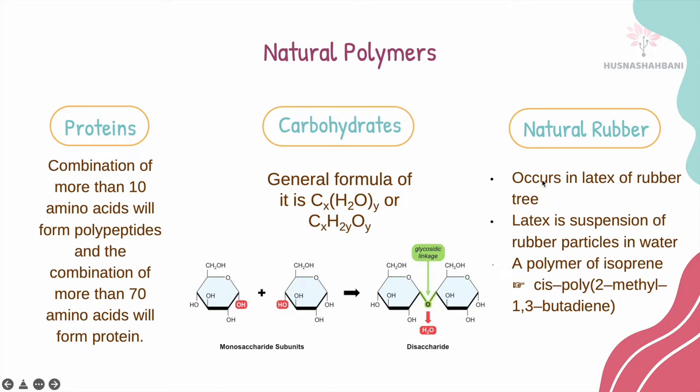Next natural polymer is natural rubber. It occurs in latex of rubber tree. Latex is suspension of rubber particles in water. A polymer of isoprene, cis-poly 2-methyl-1,3-butadiene. This is polymer of isoprene.